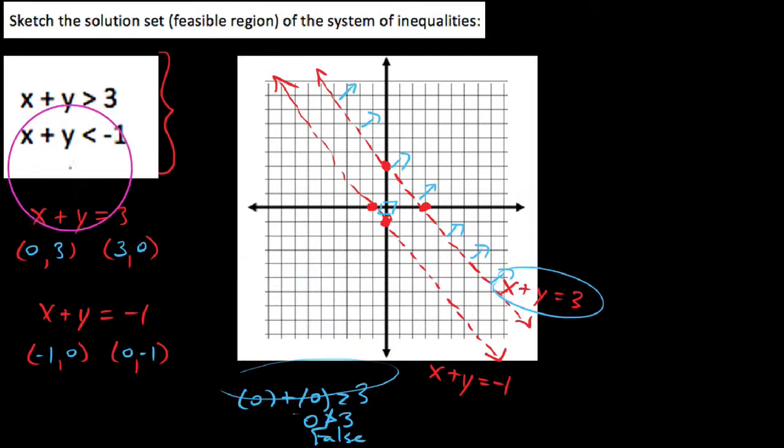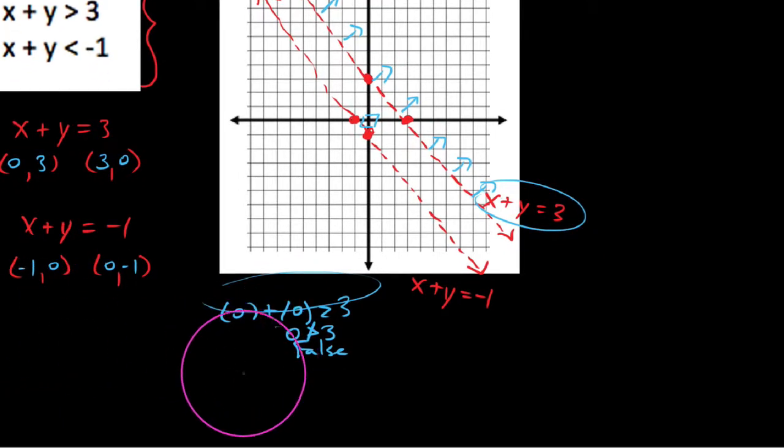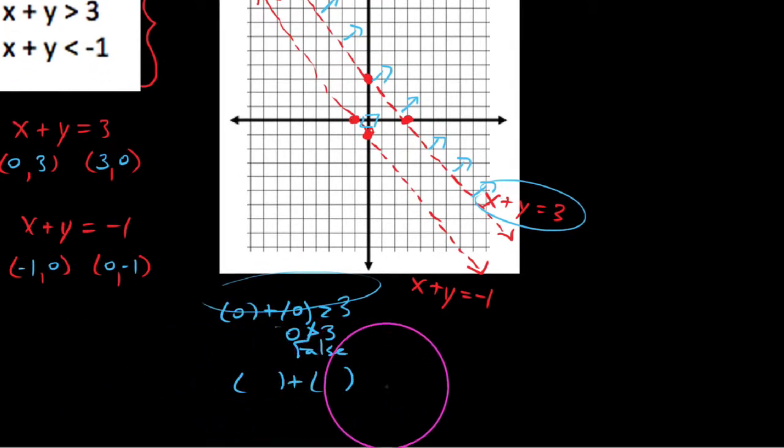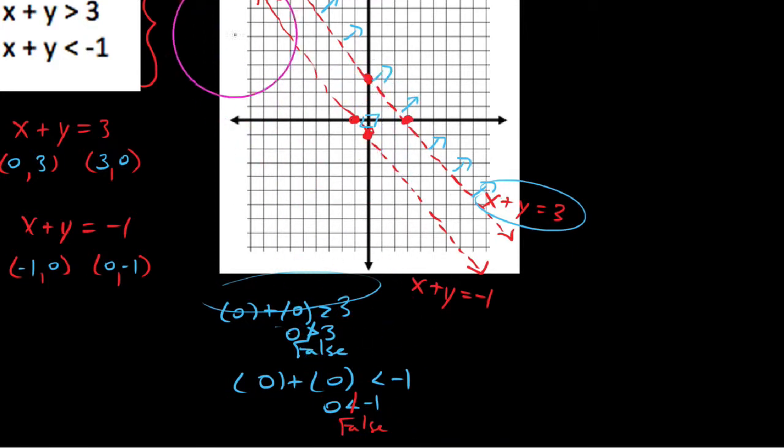Now the next constraint, if we plug in 0, 0 into it, we get the statement 0 plus 0 is less than negative 1. And 0 less than negative 1 is also a false statement. So since it's false, I am also going to shade away from the side of this constraint containing the point 0, 0. That'd be all these points over here.